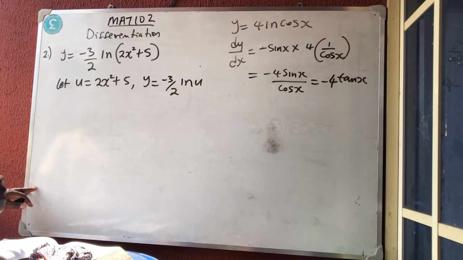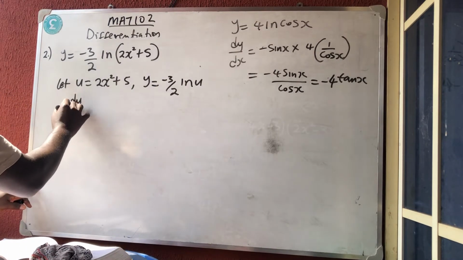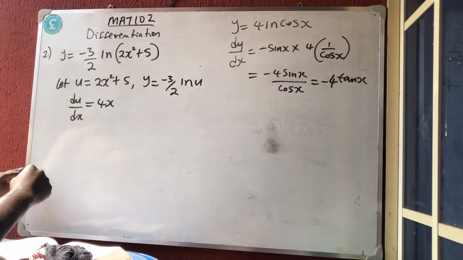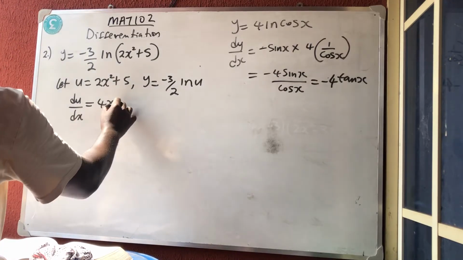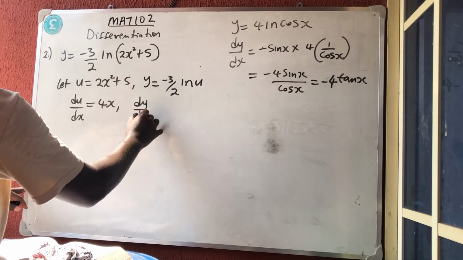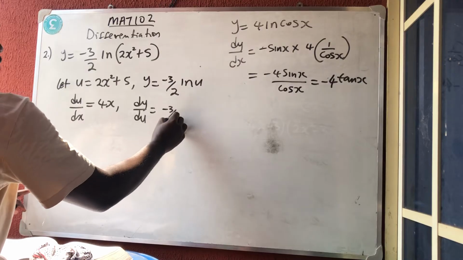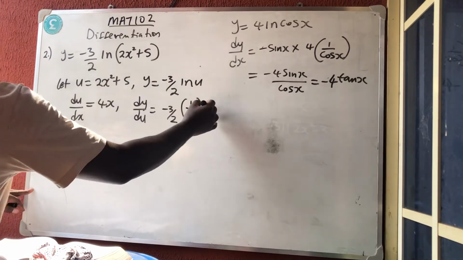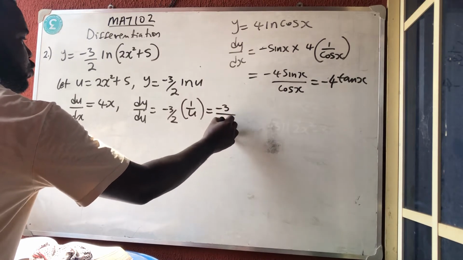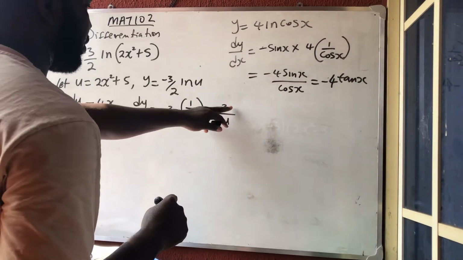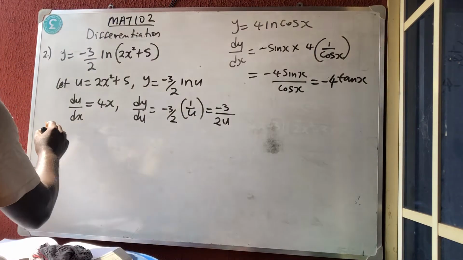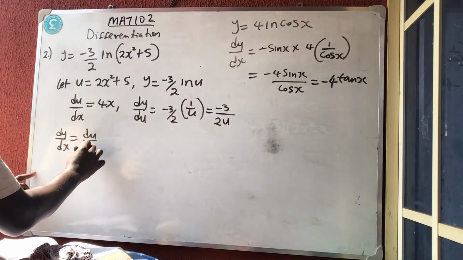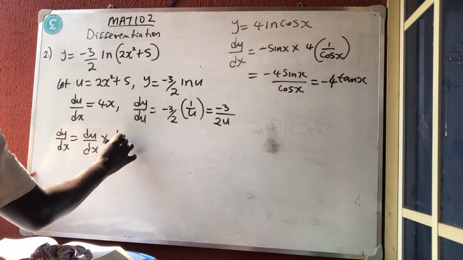Okay, so what is now my answer? I'm going to have that du dx is equal to what? 4x, because differentiation of this is 0. So I'm going to have dy du. Dy du will give you minus 3 over 2 staying itself. Ln u will give you what? 1 over u. I hope you know, which is what? Minus 3 over what? 2u. Because minus 3 times 1 is minus 3, 2 times u, 2u. So my answer becomes dy dx is du dx times dy du.